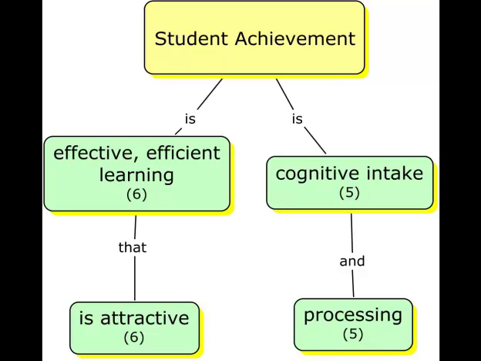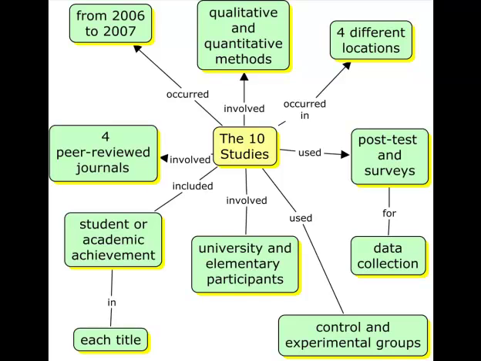Recent advancements in the web and multimedia technology are changing the way of teaching and learning. The analysis was conducted of 10 sources, which were selected from 4 peer-reviewed educational technology journals. The analysis only includes sources with the word student or academic achievement as part of the title. The studies range from 2006 to 2009. No more than 4 studies were included from an individual journal.